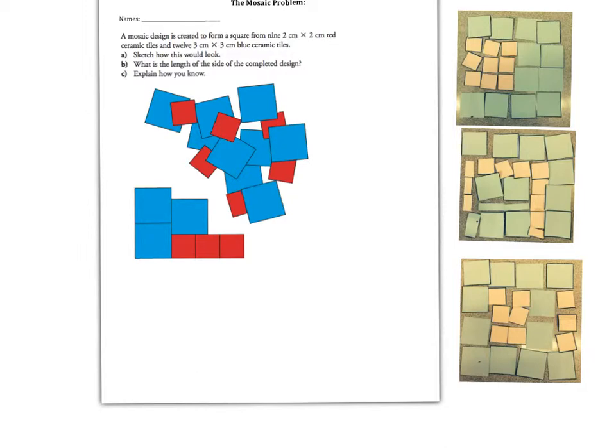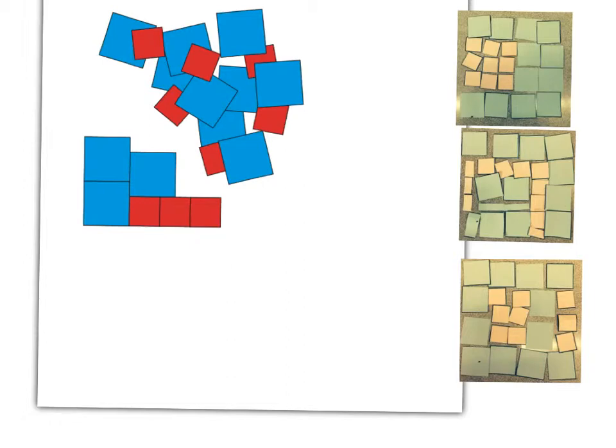So let's take a look at part C of this question, explain how you know. So we've proven, or we've seen from all the different designs possible, that the side length has to be 12 centimeters. But how could we get that mathematically, and how do we connect this to squares and square roots? Well, let's take a look. Notice that we have a total of 2, 4, 6, 8, 10, 12 of the large squares. So we've got 12 large squares, and each of those large squares has a dimension of 3 by 3 centimeters.